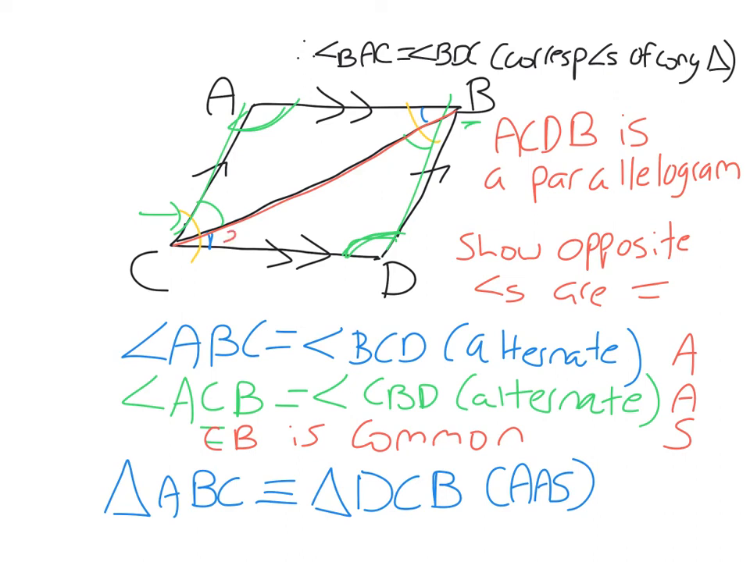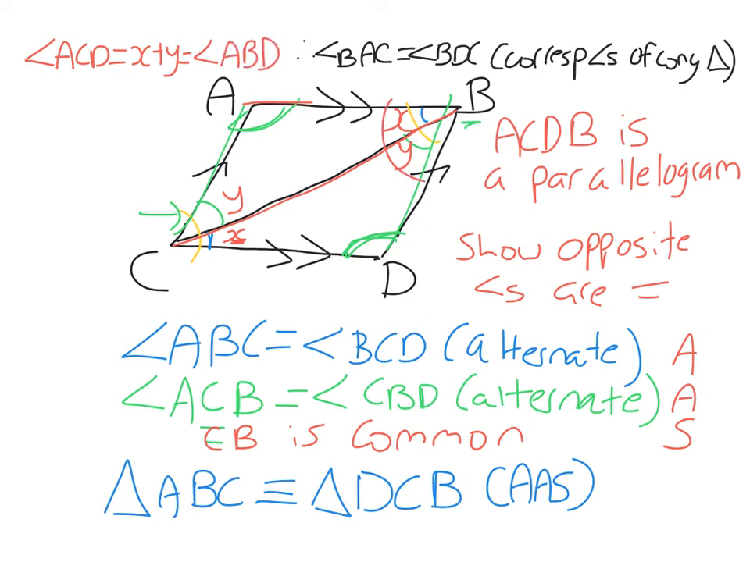So if I call this X and this Y, well, this one must be X because it's equal to this one, and this one must be Y. So therefore, what I can say is angle ACD is equal to X plus Y, but that's also the same as angle ABD, which is this big one here.